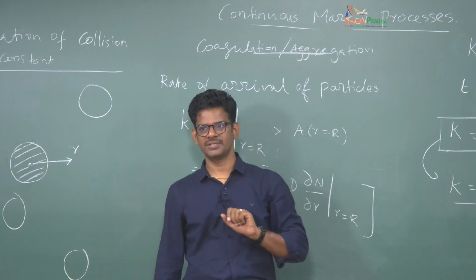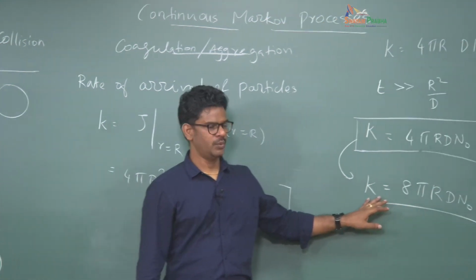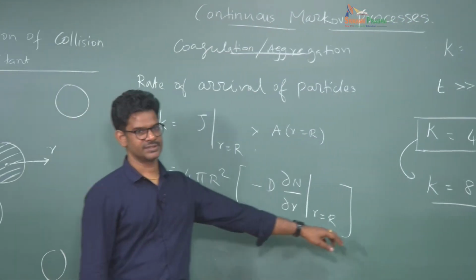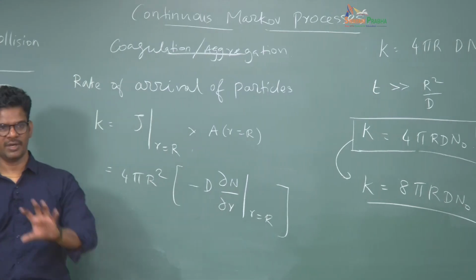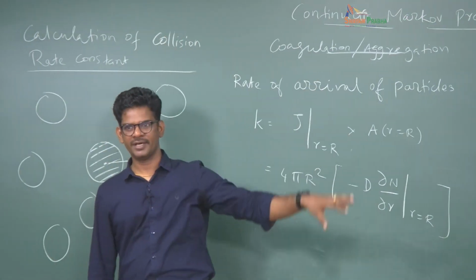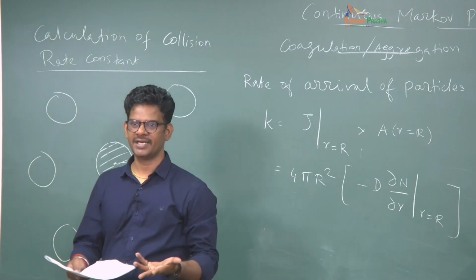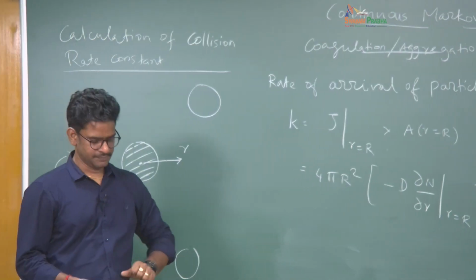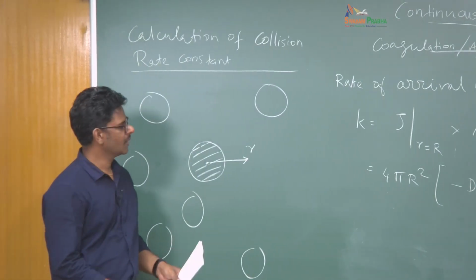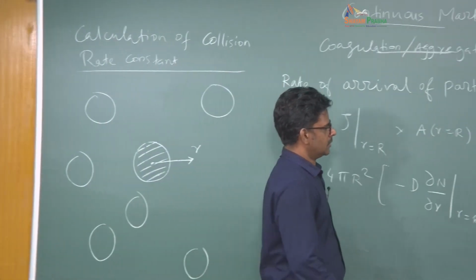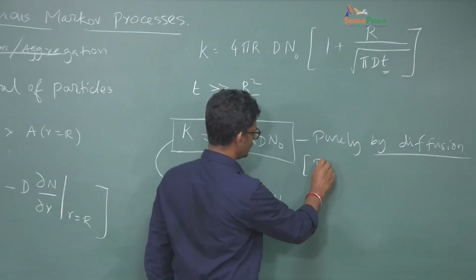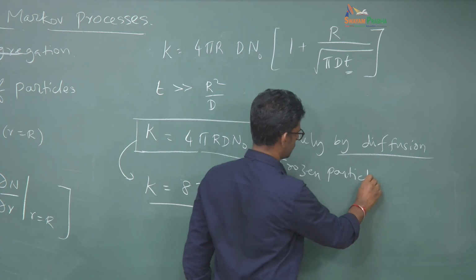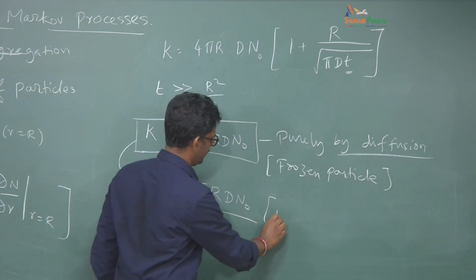Whenever a pair of particles come close enough, they will aggregate. Okay. For this process, the rate of collision between a pair of particles is given by this. Okay. One particle diffusing and then there are n number of particles outside. We are looking at what is the rate at which they are going to collide with each other, purely diffusion controlled. So, we will say this is a frozen particle, this is a mobile particle.